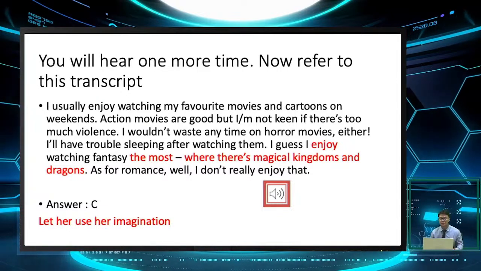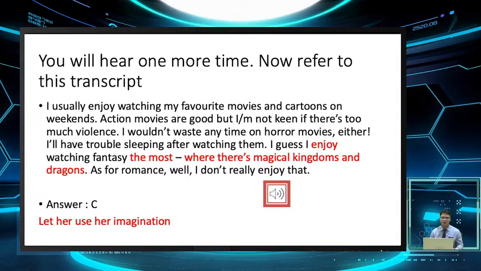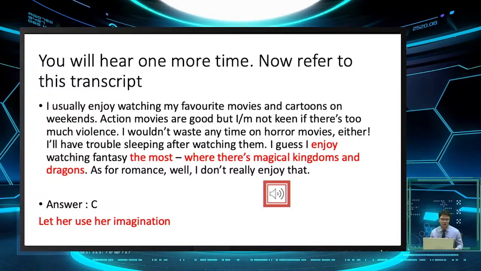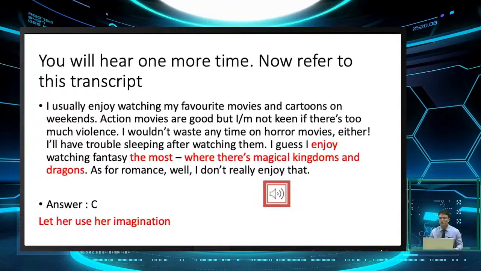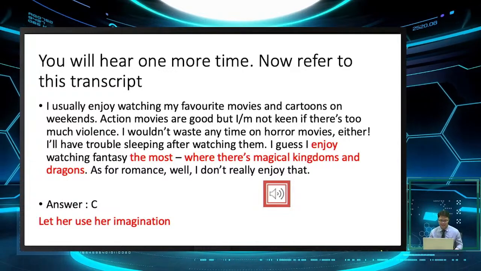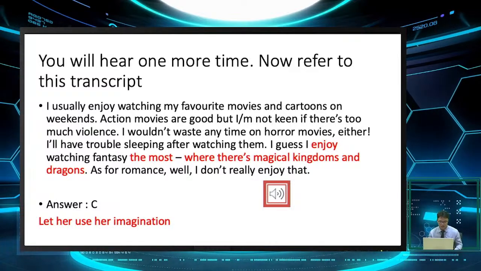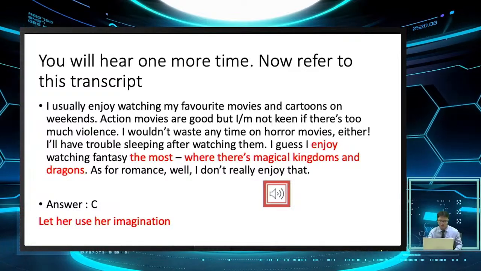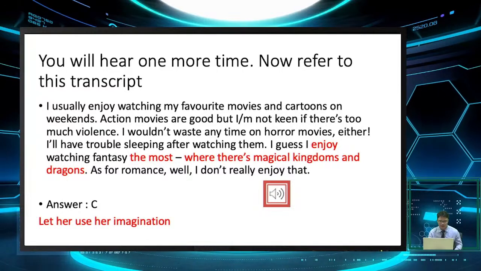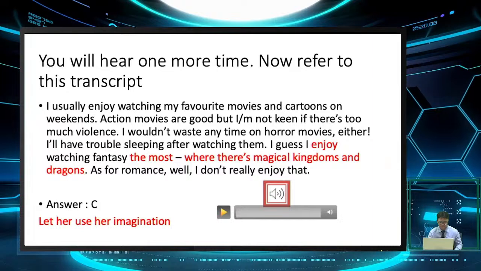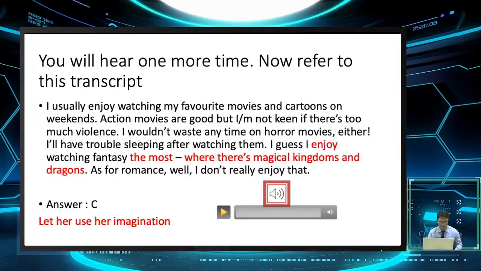All right, so you will hear the audio one more time. The first time when you listen, I would suggest that you listen for details. For the second time when you listen, try to find the answer. So here is a transcript. You are going to refer to the transcript that I provided and look for the word that I have highlighted in red. I'm going to play the audio again.